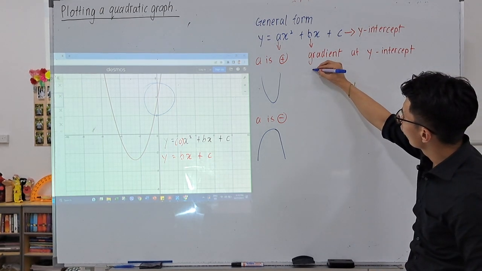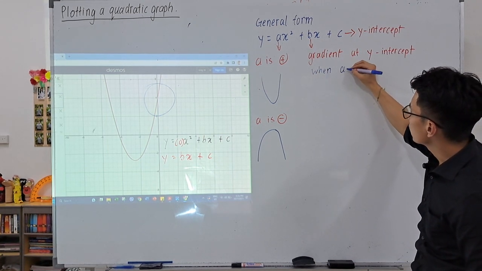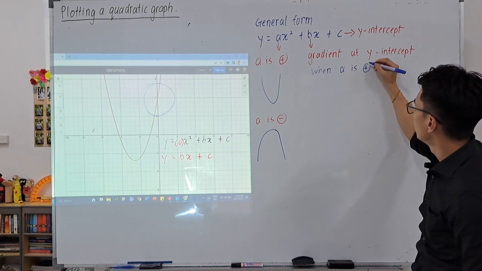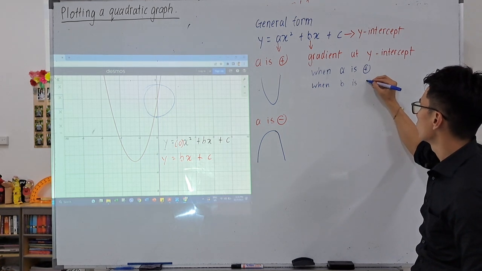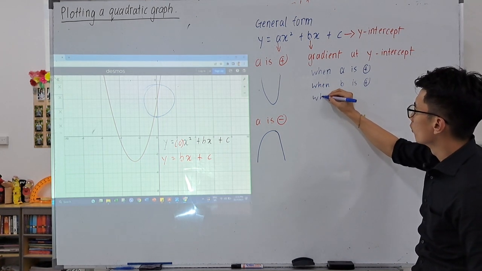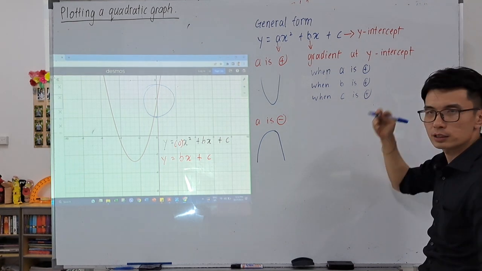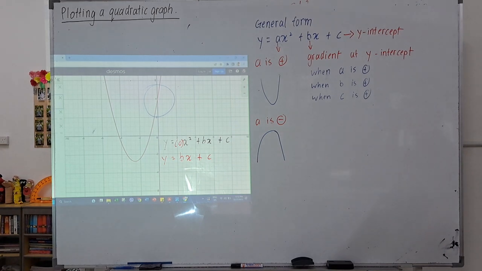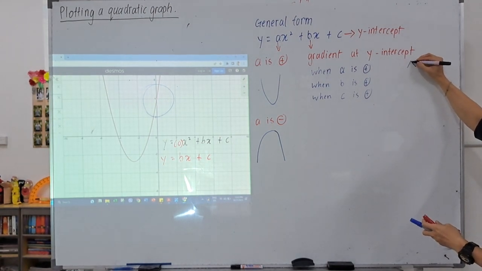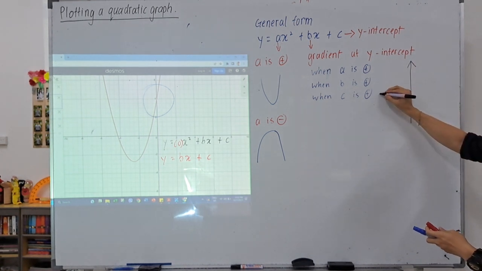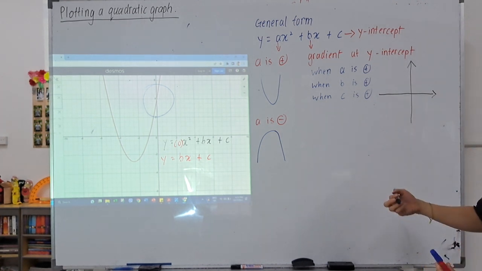Let me say this. I will say when A is positive, when B is also positive, all right? When C is also positive, okay? Let's just give you this simple example. How will the graph look like? So I have my axis over here, all right? Let's identify one by one how the graph will look so you can understand better.